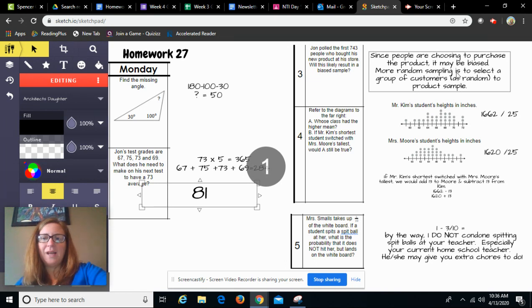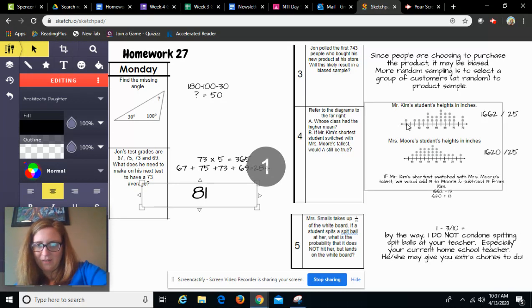So a more random type sampling would be to select a group of customers at random to do a product sample. And that way they're not choosing to purchase the product, and you can truly get a more random sampling that way. All right, number 4, refer to the diagram in the far right, and I went ahead and put them on here. Whose class had the higher mean?